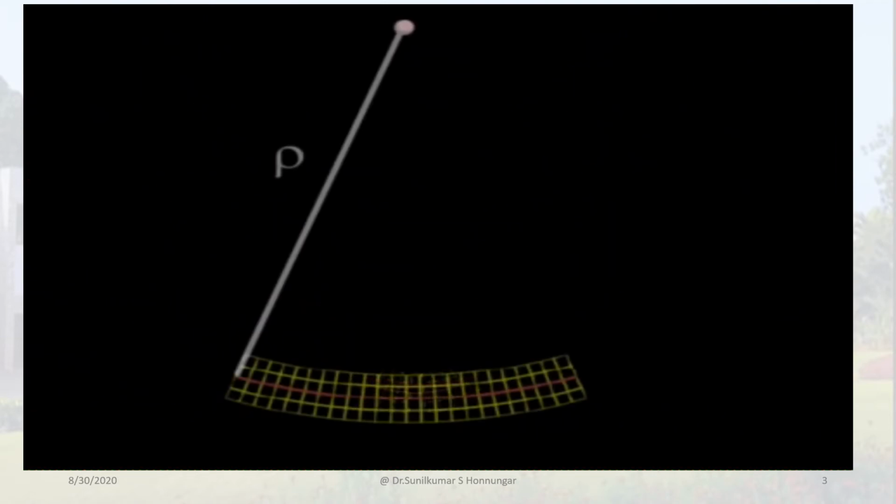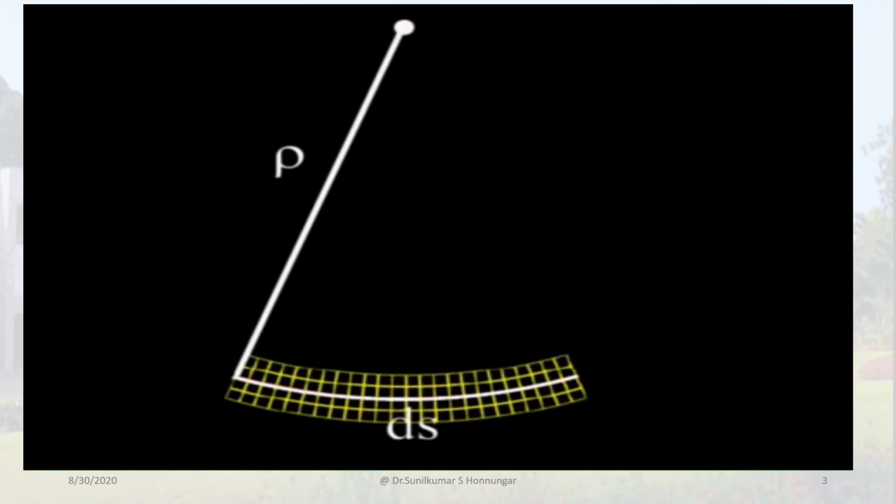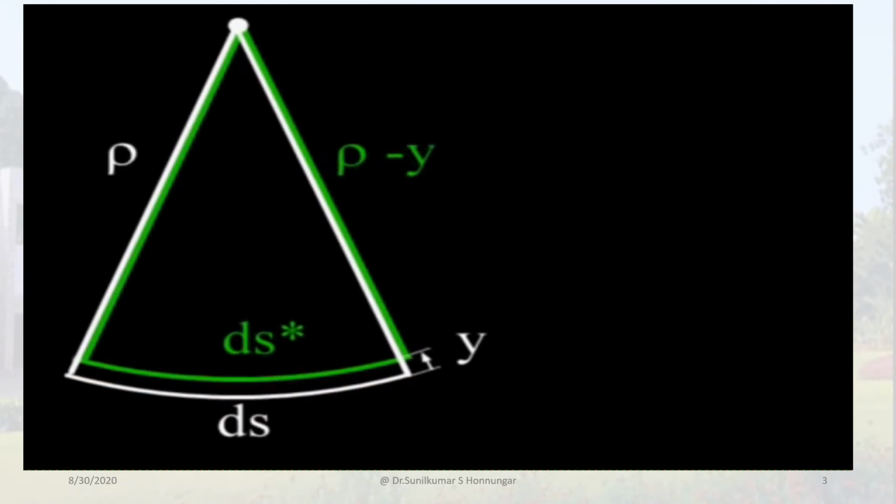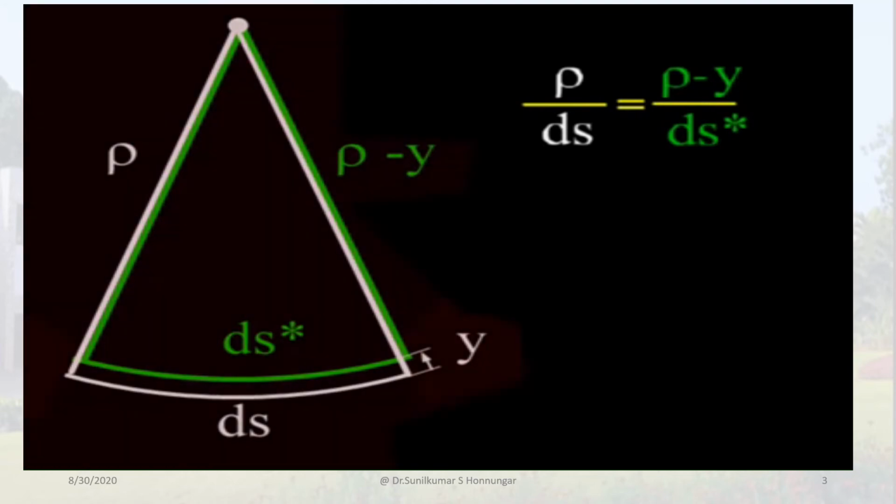Consider a segment of beam that is ds long. As the beam is bent to a radius rho, a fiber that is a distance y above the neutral axis has a new length ds star and a radius of curvature rho minus y. Two similar isosceles triangles result, and we can write rho over ds equals rho minus y over ds star.